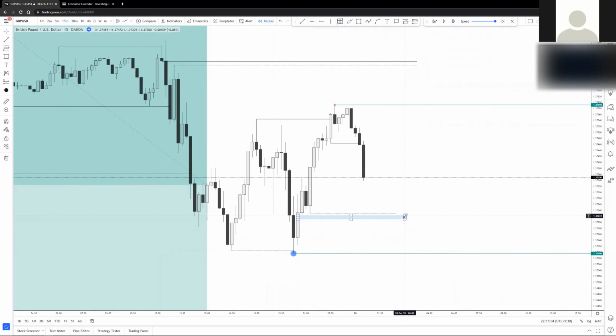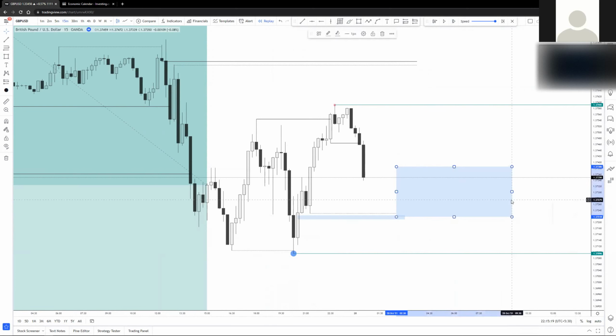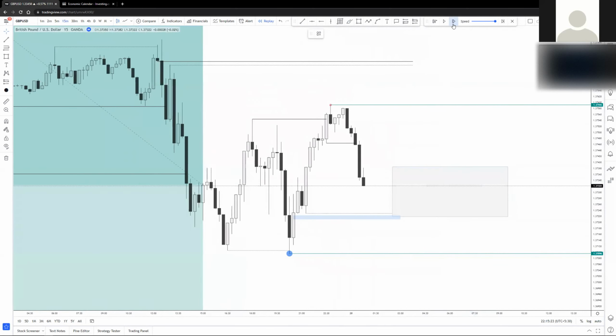I had this marked out, but why couldn't I take it? This happened during Asia, and I don't trade Asia. I always wait for Asia to end because just think of it. What business does Asia have on GBP USD? Most of the time it's a consolidation. So I was waiting for Asia to end.